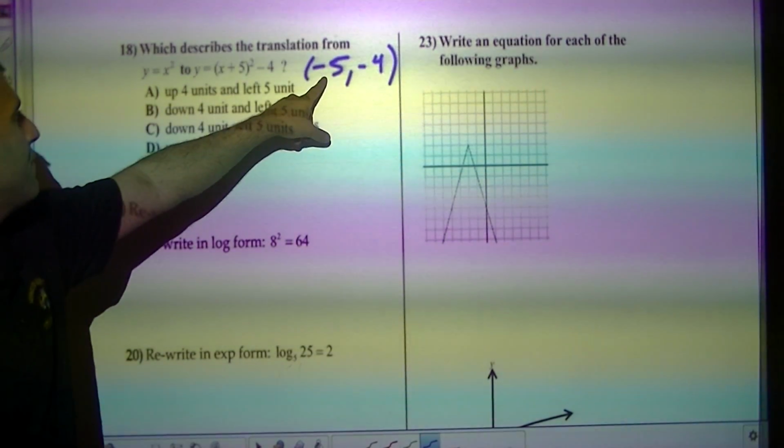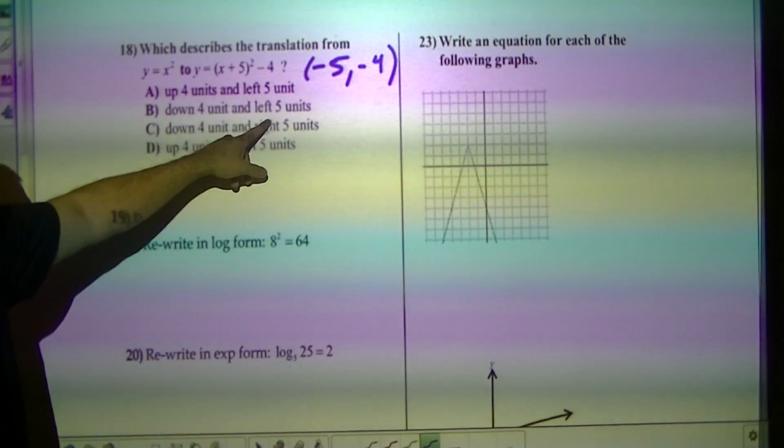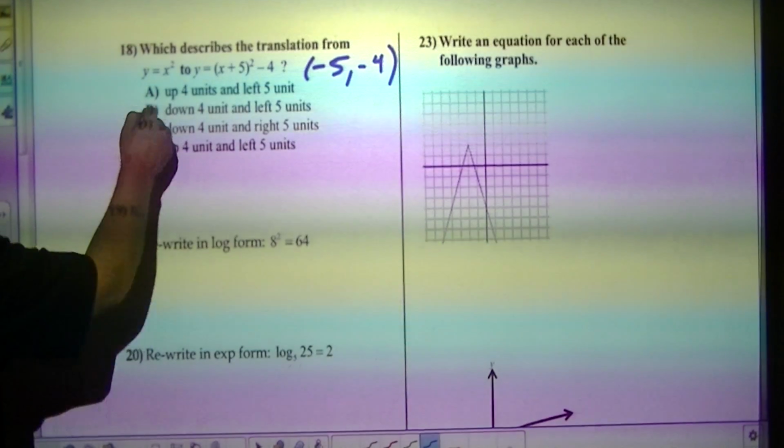So that would be left 5, down 4. So which one's left 5? Left 5 is these two. All right, so left 5, down 4. So that would be that.